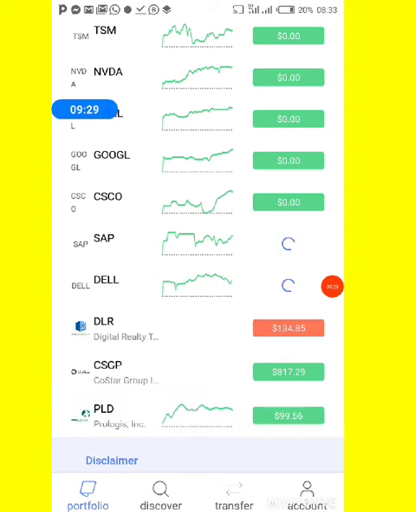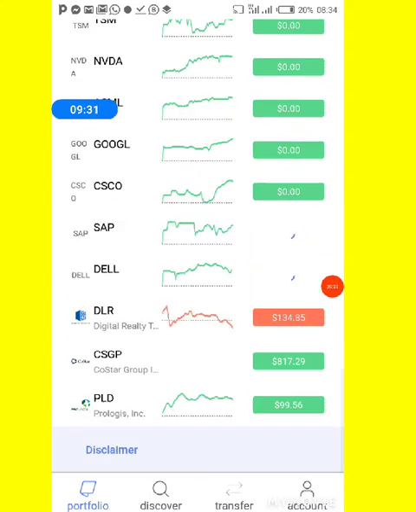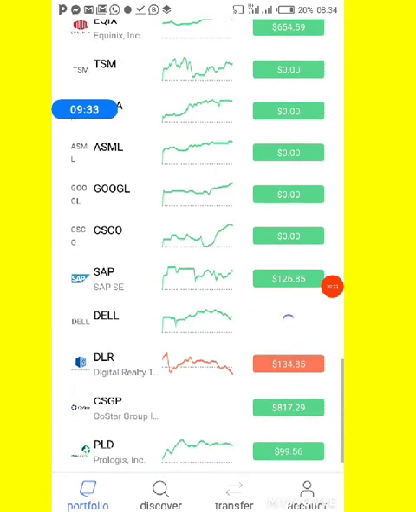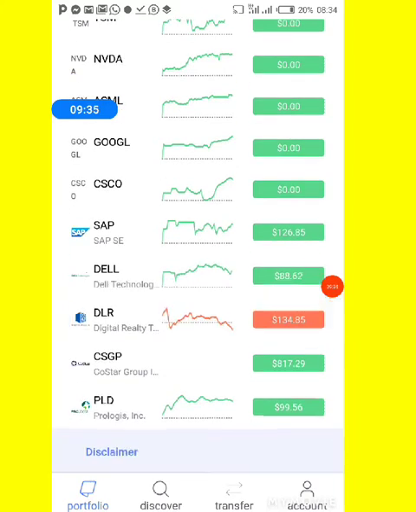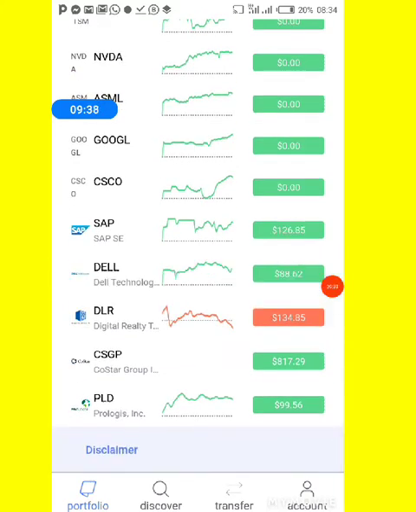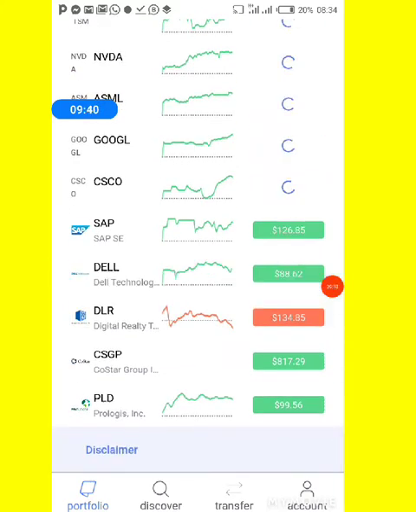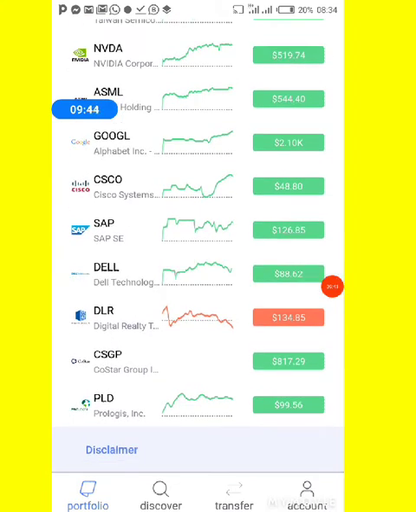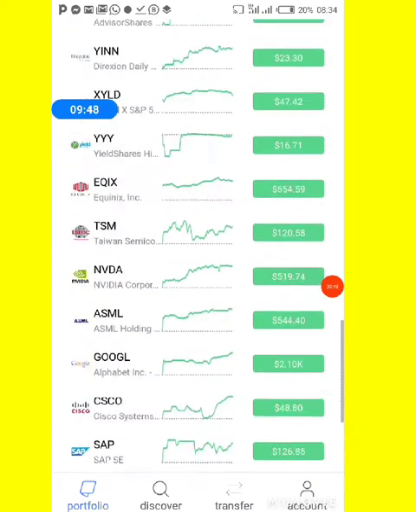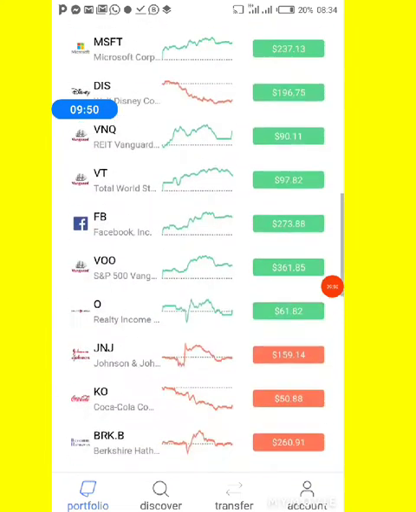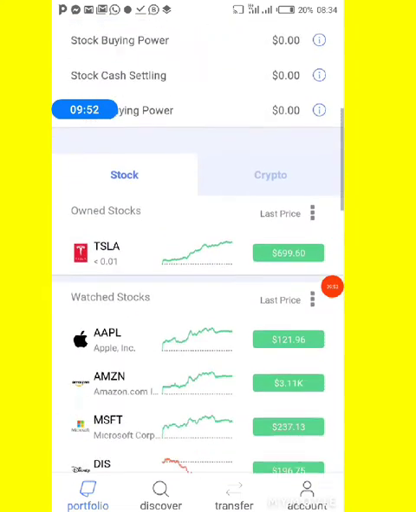So it means once I log in my account, I'm going to see these companies: PLD, DLR, and Dell. Assuming I want to invest in them, I will just click open and then buy. So now I want to talk about how we can invest in any of these stocks. For instance, I want to invest in Apple.